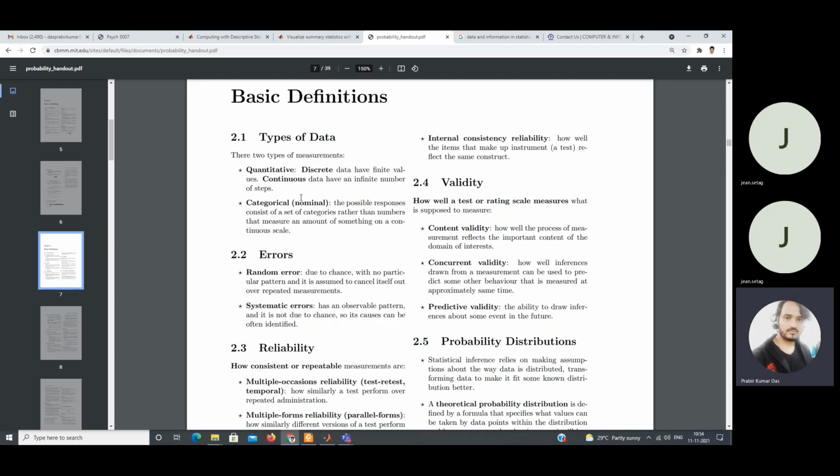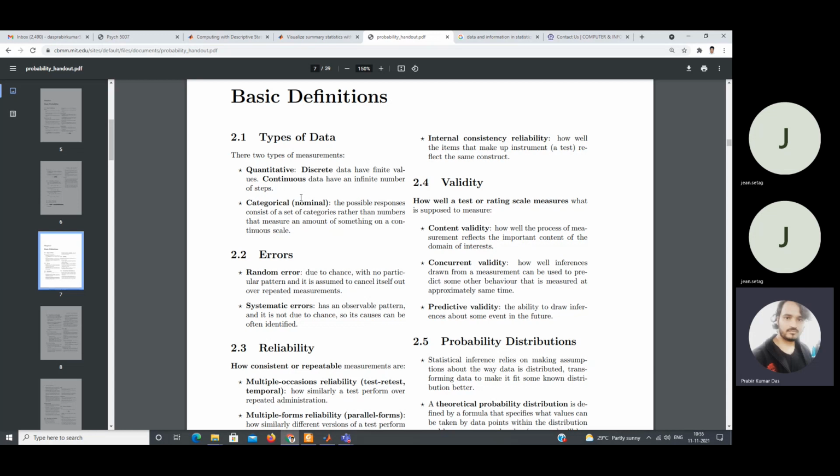Sir, is time to event data discrete data? Yeah, time to event data, I think, is discrete. Actually, there are so many kinds of data, but the basic way you can get them is quantitative data or categorical data.